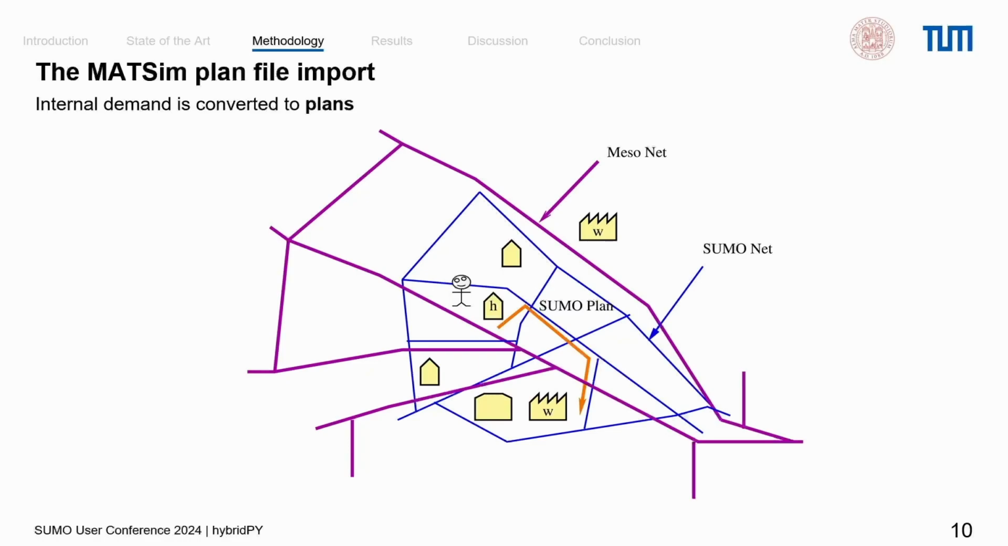So in this way we can create from the MATSim plan file both the synthetic population and also the activities of this population. So for all trips within the microscopic network, we have proper multimodal trips with a synthetic population and practically door-to-door trips.